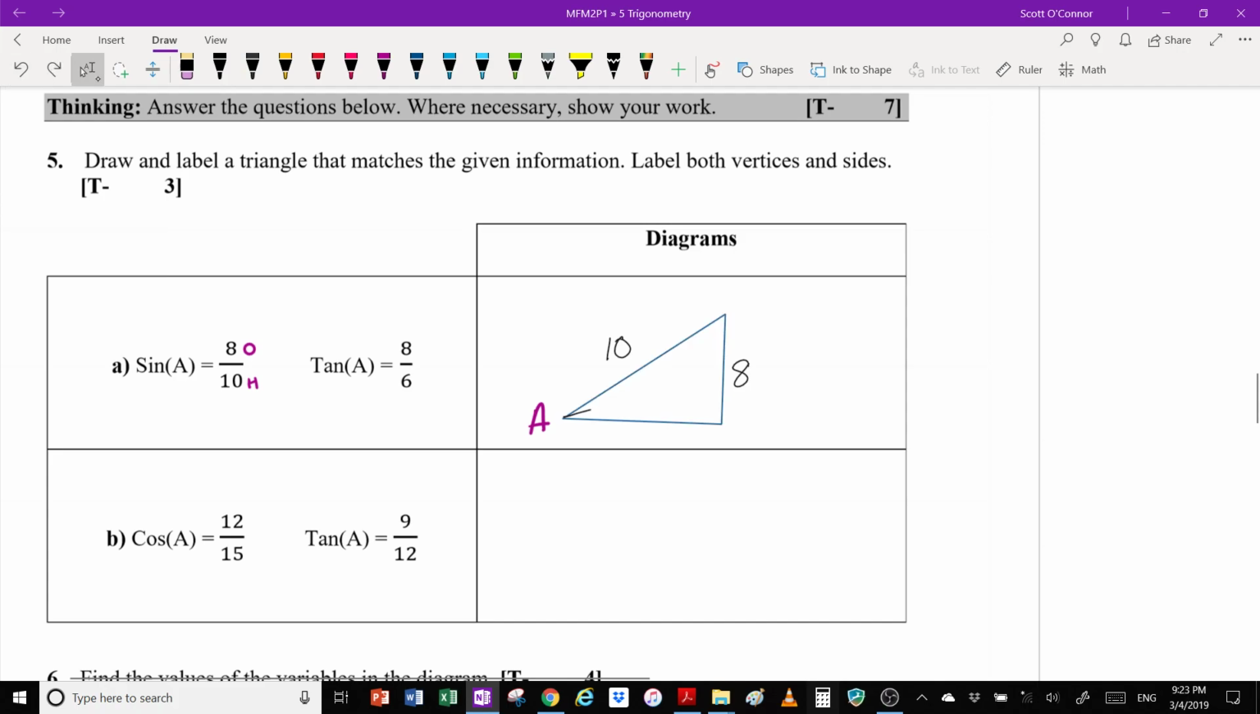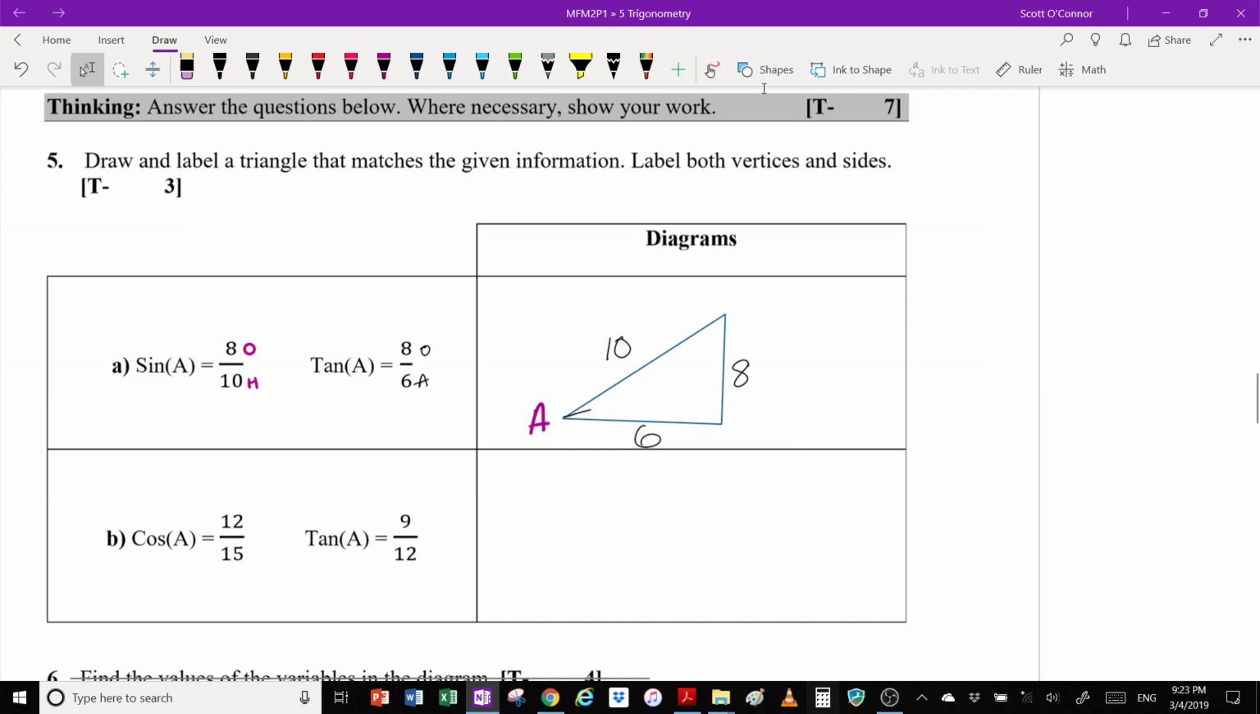So now I can do tan. Tan is, TOA is opposite over adjacent. So the opposite we know is 8. Now I know the adjacent must be 6. There I've made my diagram that shows sin A is 8 over 10 and tan A is 8 over 6.